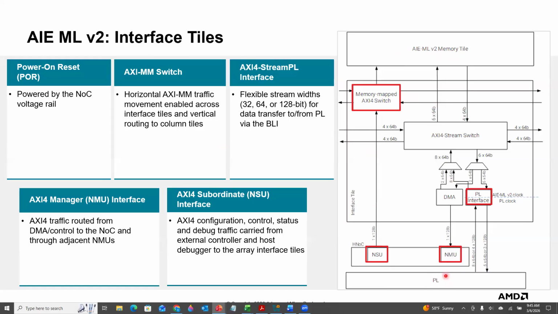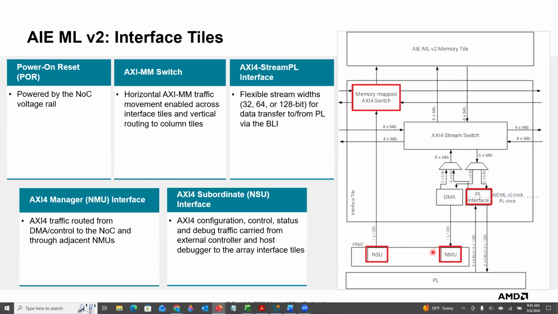Remember that when we're moving data, the data always moves north-south through these AXI streaming channels. So that's what's happening here. I've got a streaming interface that comes directly from the programmable logic through this stream switch, and it can continue north, or it can go east and west and then go north. So these interface tiles are at the bottom of each column.